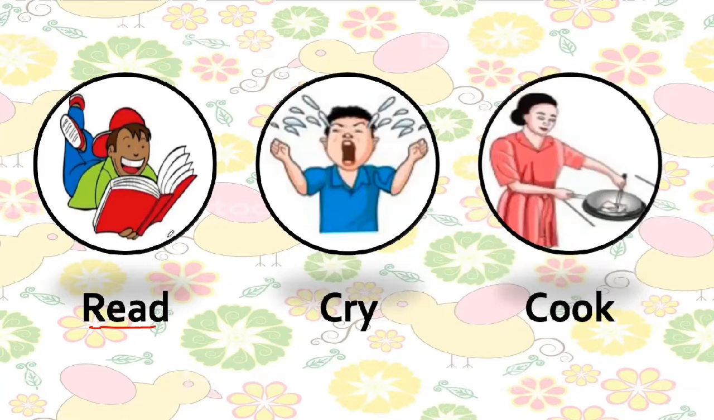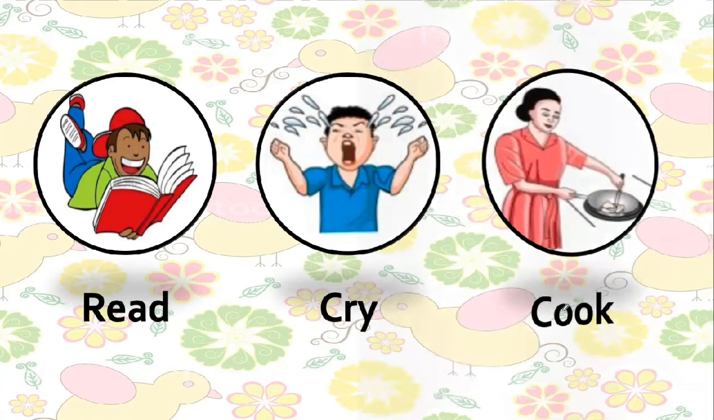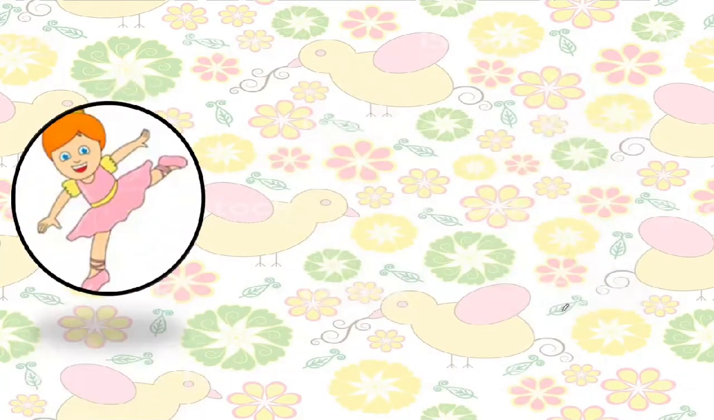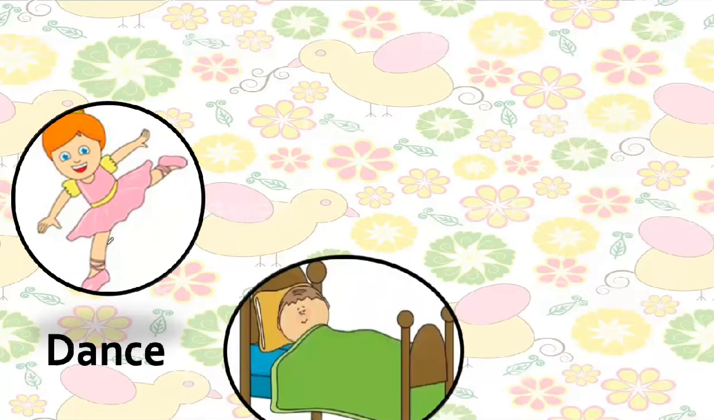Okay, now let's just repeat once again. Here are the three examples: read, cry, cook. These three are action words. Now moving to the next slide. Here we have some more examples. What action can you see in this picture? I think she's dancing. Which action is in this picture? Dance. Very good.